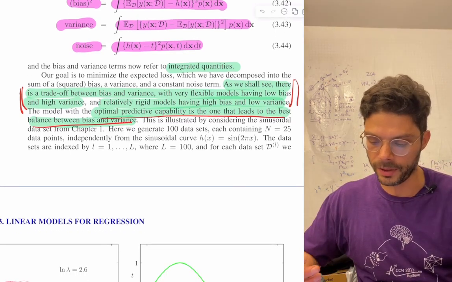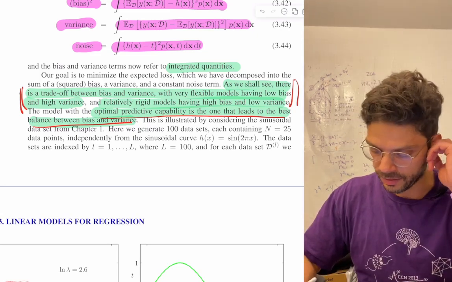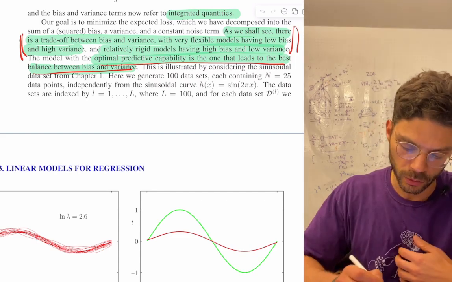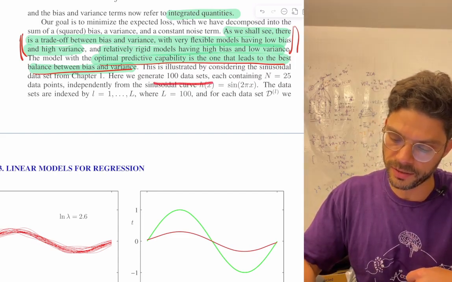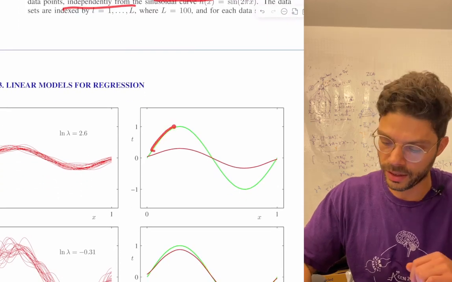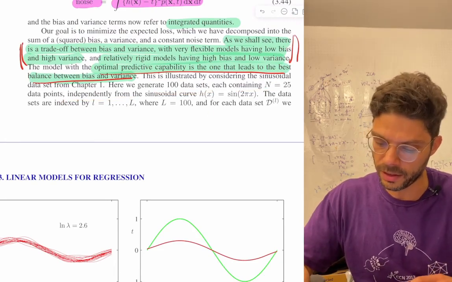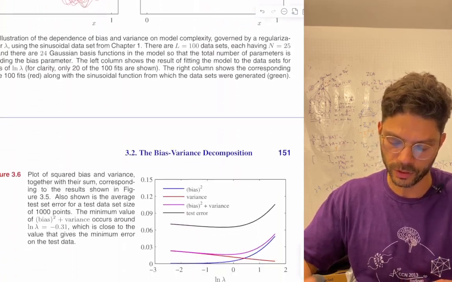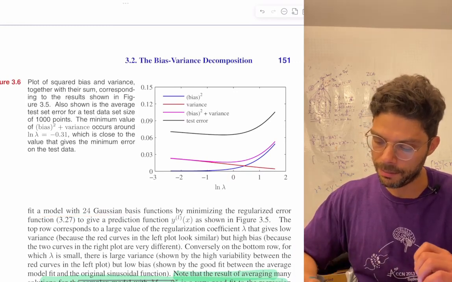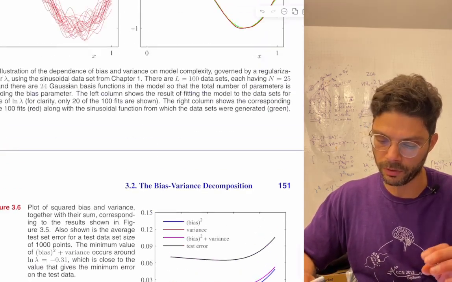Cool. Now we're just going to talk about this example, which I'm also going to qualitatively reproduce in the code. Essentially, he has sinusoidal data. So let's have a look. We generate 100 data sets, each containing 25 data points, independently from the sinusoidal curve h(x) = sin(2πx). It looks like this. For each data set, we fit a model with 24 Gaussian basis functions by minimizing the regularized error function 3.27 to give a prediction function as shown in 3.5.